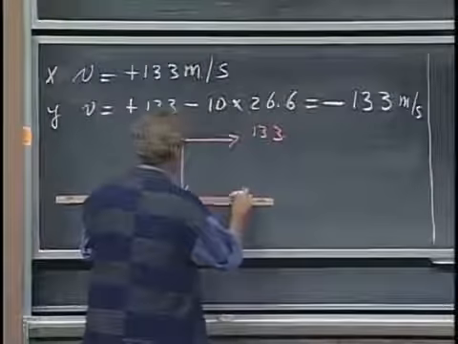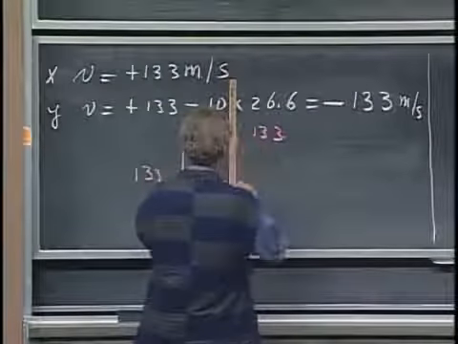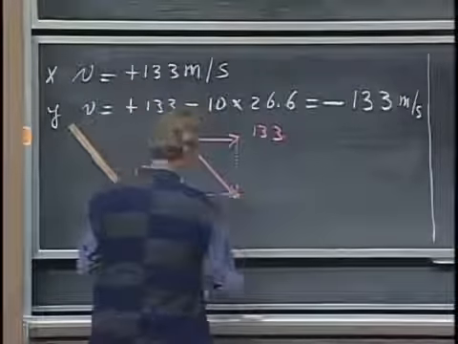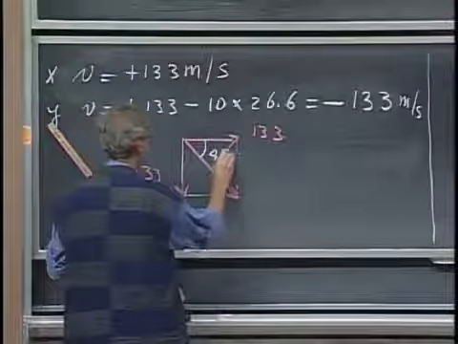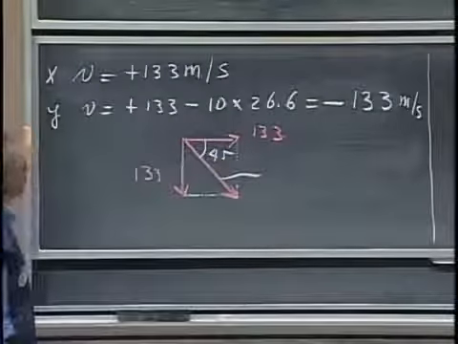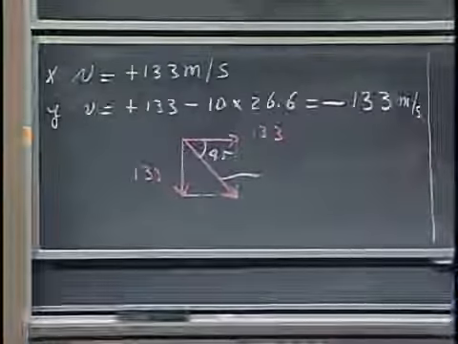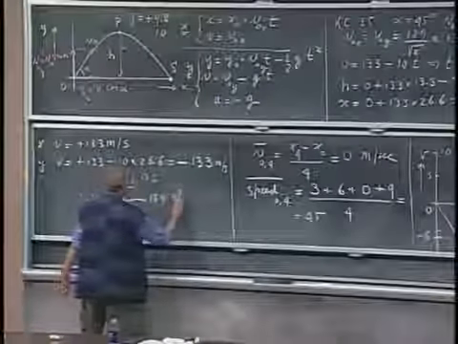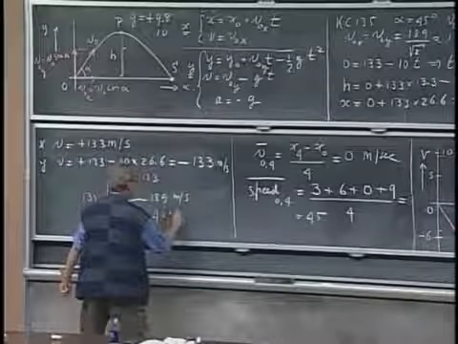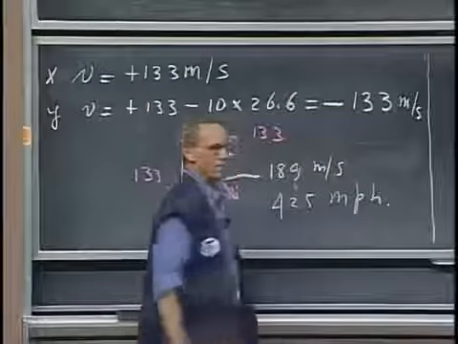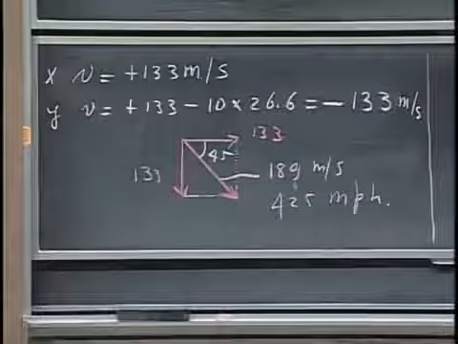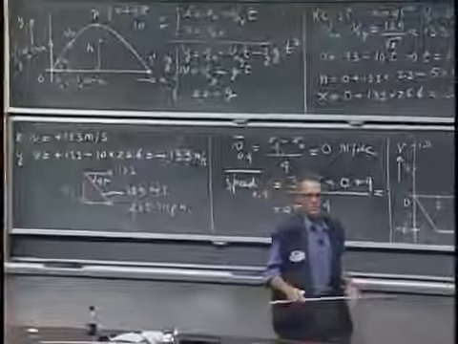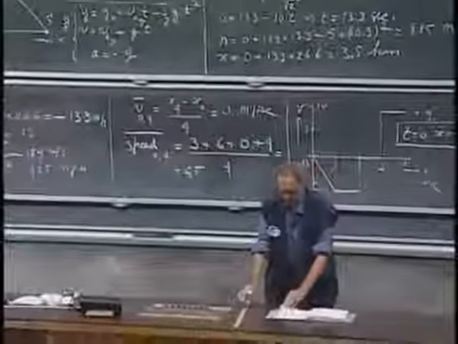And so what is the net? The sum of the two vectors. That, of course, is this vector. And no surprise, this angle is 45 degrees. And this one is the square root of 2 times 133. And that, of course, gives you back your 189 meters per second. And that is 425 miles per hour. I'm not recommending that you would do this. Of course, it is perfectly reasonable to immediately come to that conclusion because of the symmetry of the parabola.